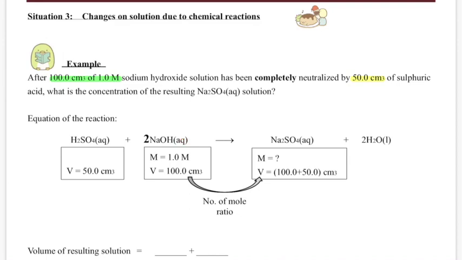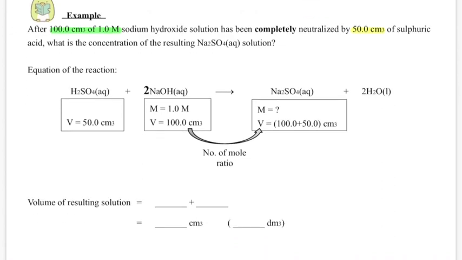And remember, in Unit 12, we have learned the molar ratio. So by using the ratio provided in the equation, then we can work out the number of mole of sodium sulfate produced, and the volume would just be the volume of the two solutions add up. So that we could work out the final concentration of the sodium sulfate solution. Okay, so let's try to work it out.